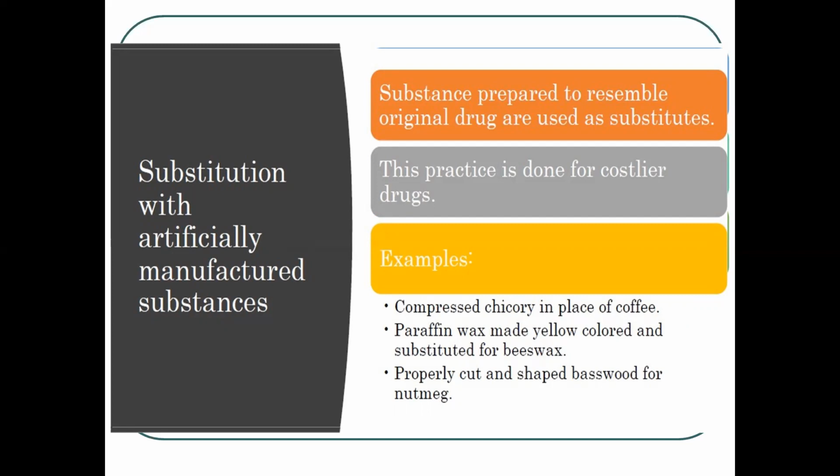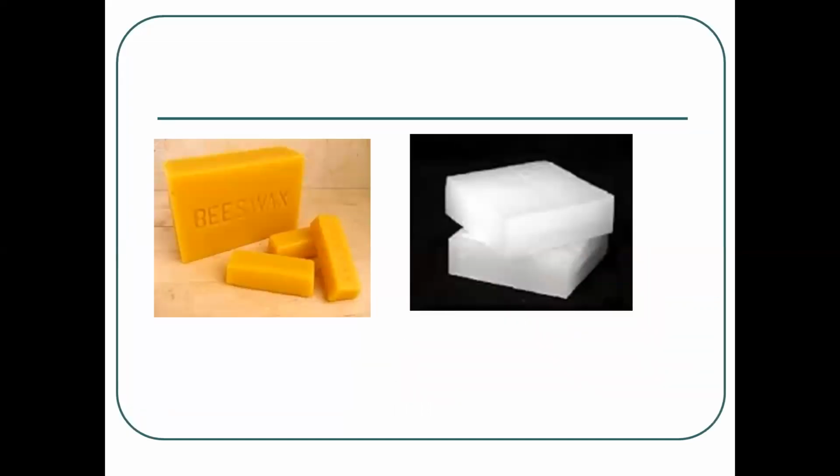Then paraffin wax को yellow color कर देते हैं and substitute it for beeswax. And properly cut and shaped basswood for the nutmeg. It is a figure given of beeswax and paraffin wax. This is bleached and colored yellow, and then it is used in place of the beeswax, paraffin wax.